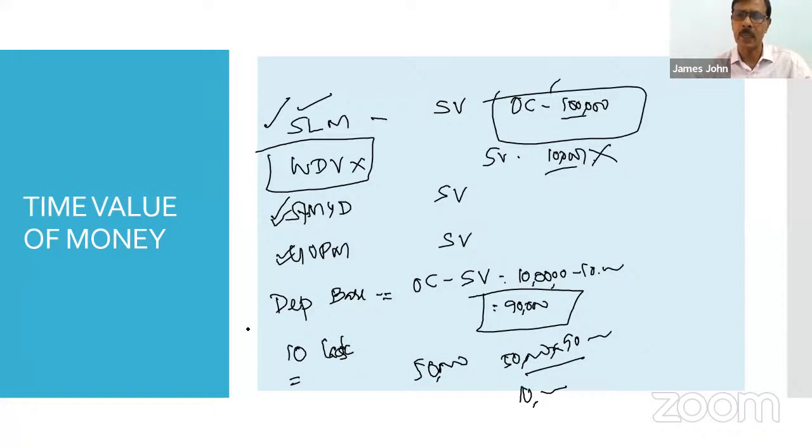Suppose in the second year, the machine could produce 1 lakh pens. So what will be the depreciation for the second year? Instead of 50,000, the numerator will be 1 lakh, into 90,000, divided by 10 lakh. Am I correct? So this is the way in which you have to calculate depreciation under units of production method. So here, this is a usage method, how much they have utilized.